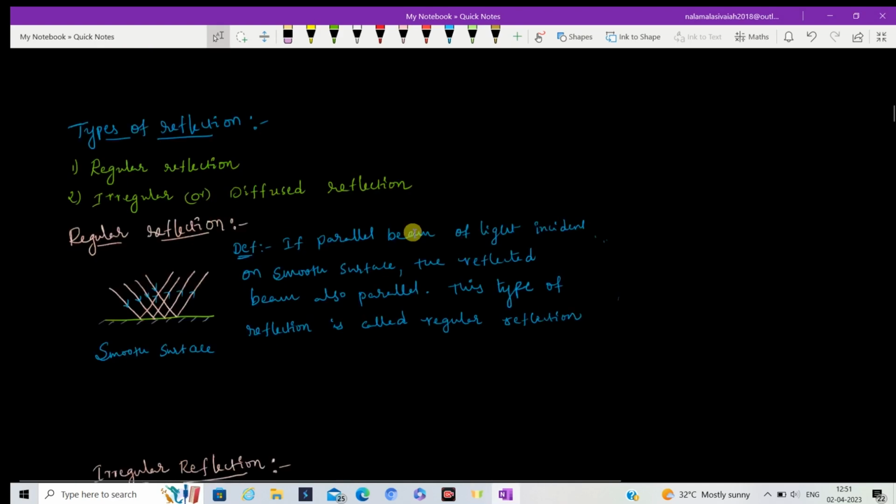Next, types of reflection. So what are the types of reflection? There are two types of reflection. One is regular reflection.